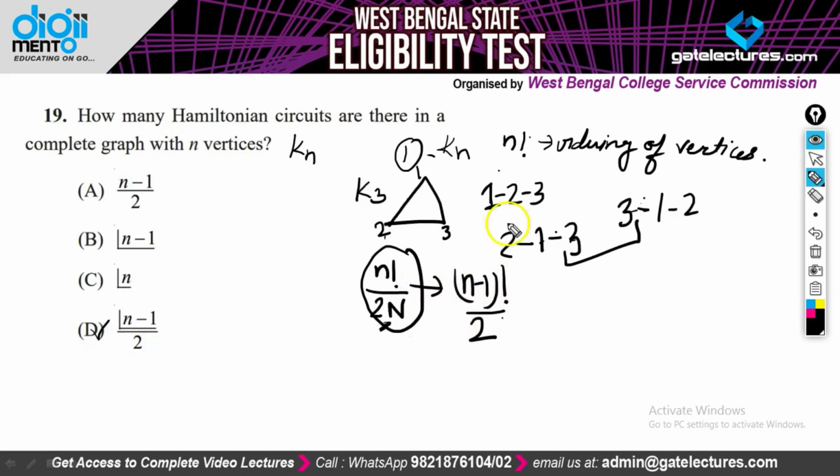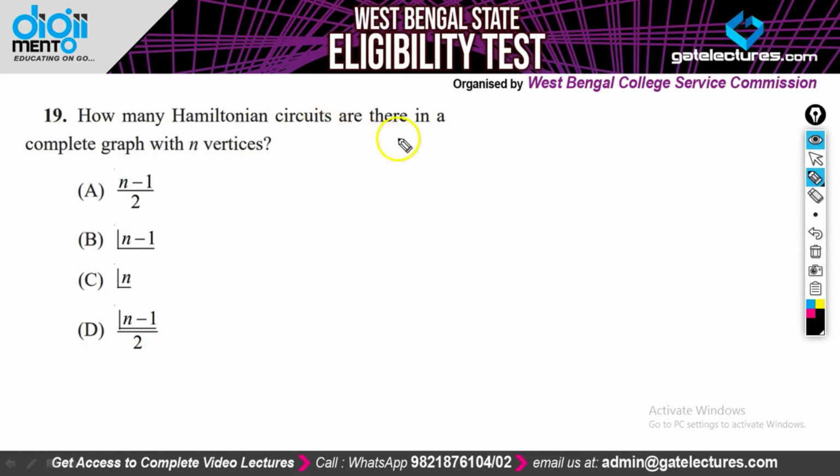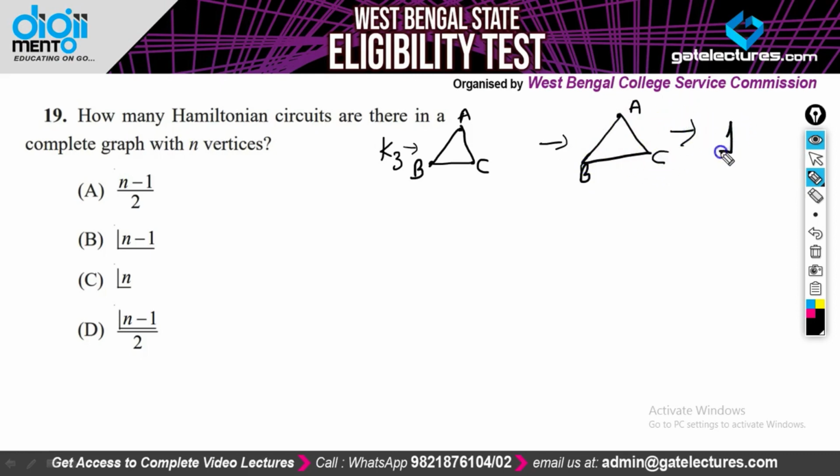But there is an easy way to solve these kinds of questions, like if this idea does not strike your mind during the exam. So there is another way, a cheat way. We can take examples like, let's say, K3, a complete graph with 3 vertices. Okay, A, B and C. Okay, there is only one Hamiltonian circuit for this. No matter from where you start, from A or B or C, you will get the same. So for this the answer is 1. Okay, for K3 answer is 1.